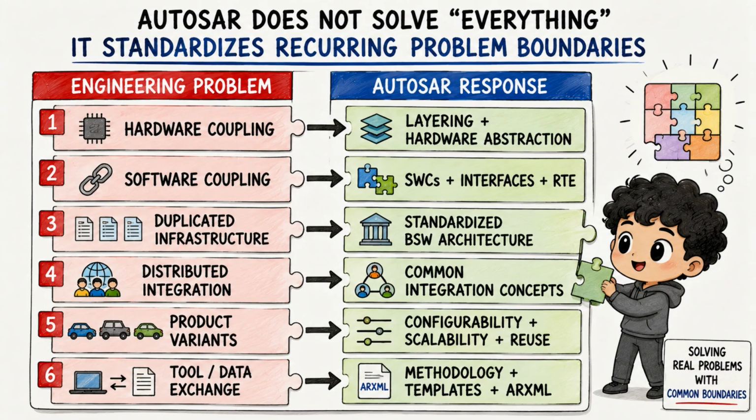Problem 4. Function spans several ECUs and suppliers. AUTOSAR response: common component, interface, and integration concepts. Problem 5. Product variants create repeated software adaptation. AUTOSAR response: modularity, configurability, scalability, and reuse. Problem 6. Engineering information becomes trapped inside different tools and organizations. AUTOSAR response: methodology, templates, and ARXML exchange descriptions.